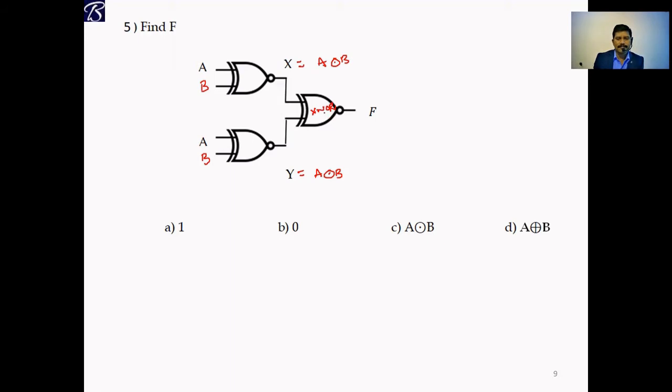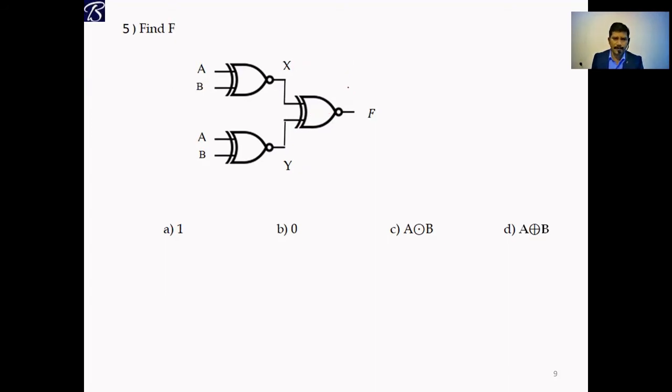What is the truth table of XNOR? When both inputs are the same, the output is 1. So observe this one, x and y both are the same, so f equals 1. That's all. Option A is correct. Let us check the answer.